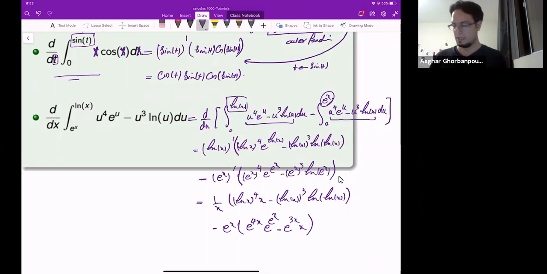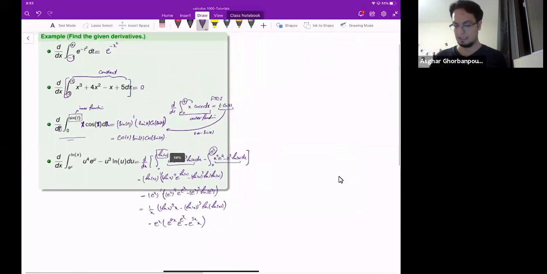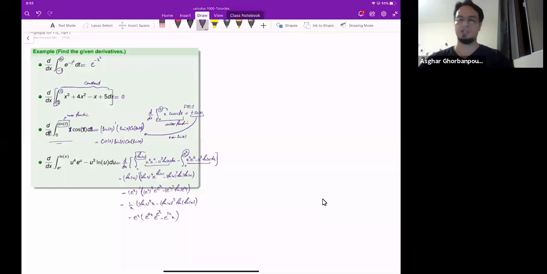And this way, we have found the derivative of some functions defined by integrals using the fundamental theorem of calculus part 1.